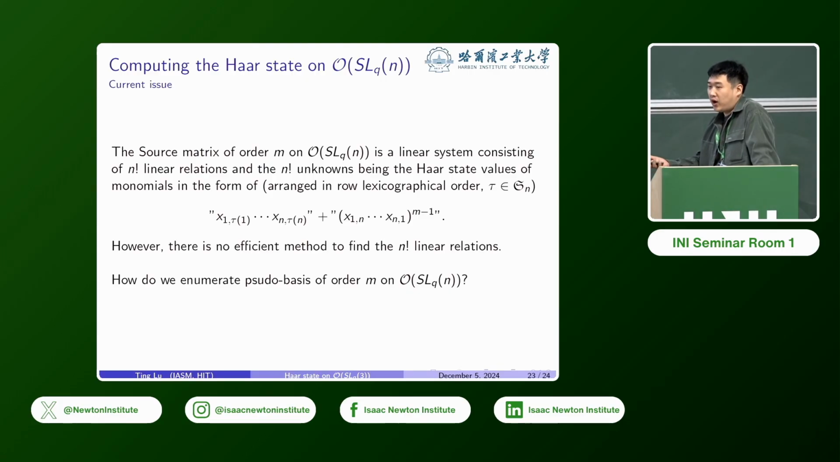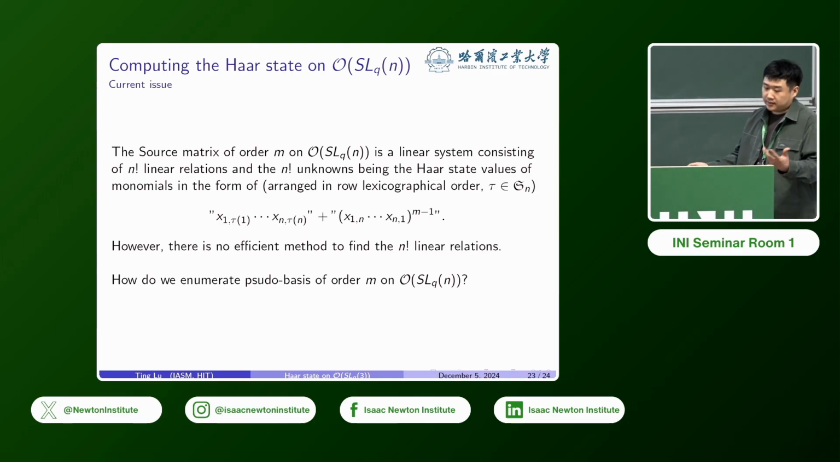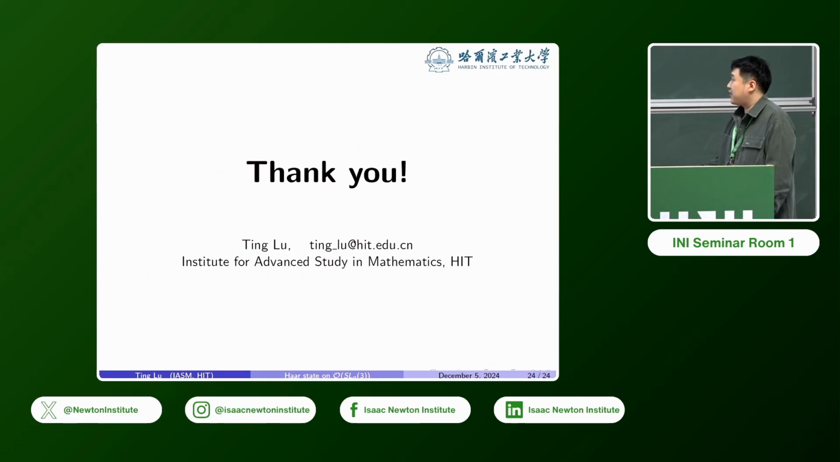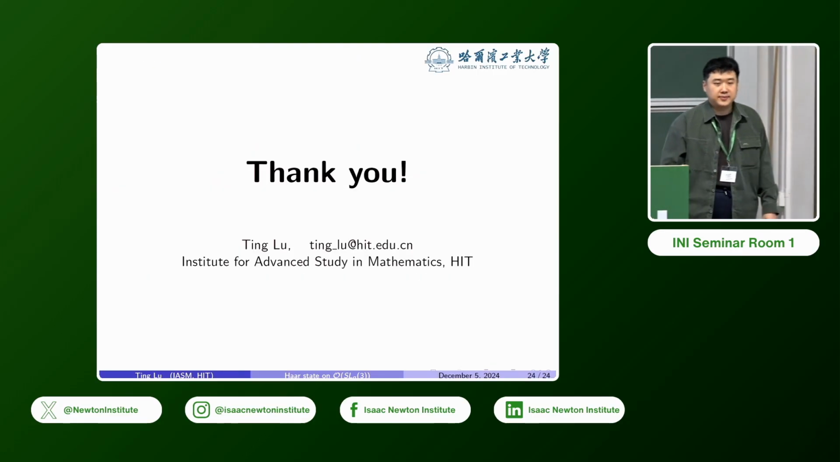So it's doable for n equals 3. There are only 6 relations. It's doable for n equals 4. I can write a computer program. But in general, as n increases, the number grows exponentially. So I will still need some more efficient method to construct those linear relations. And also, we do not, in general, know how to enumerate pseudo bases of order M on larger groups. And thank you. That's the end of the talk.